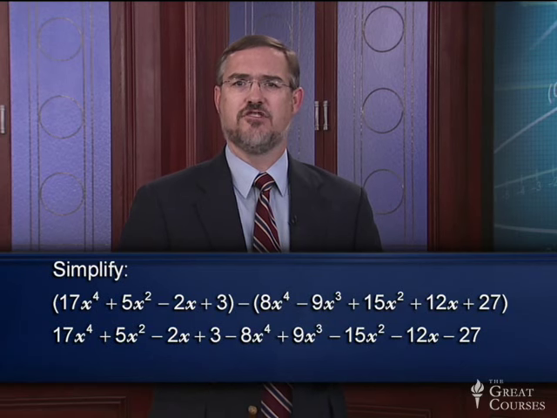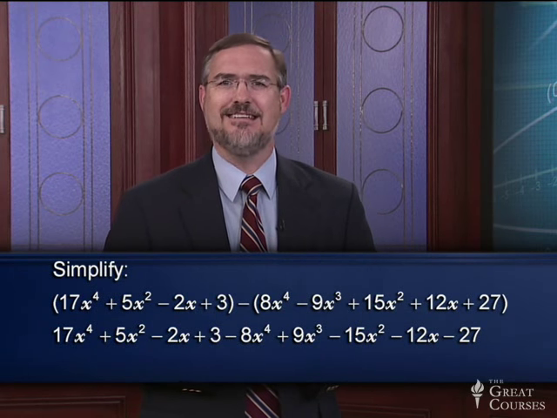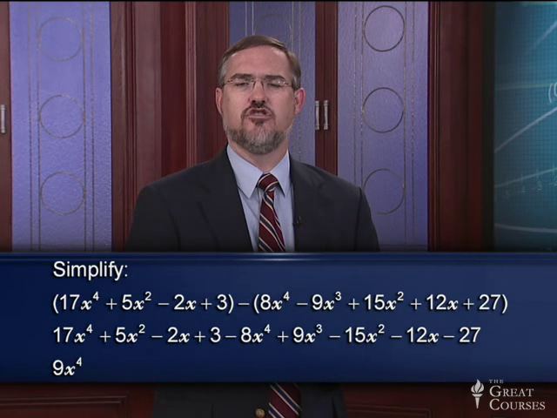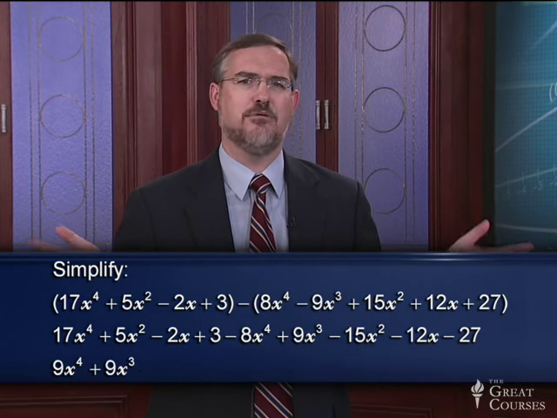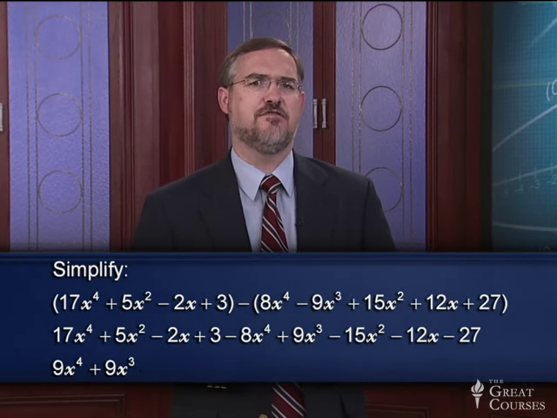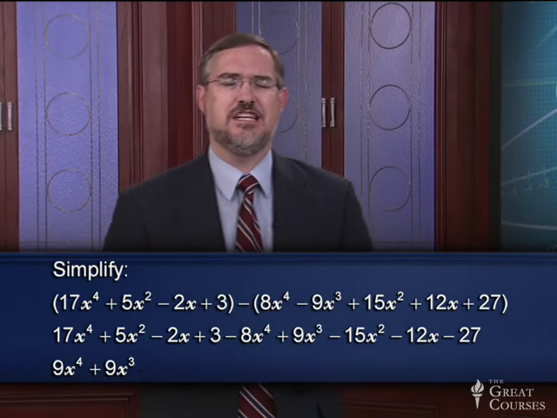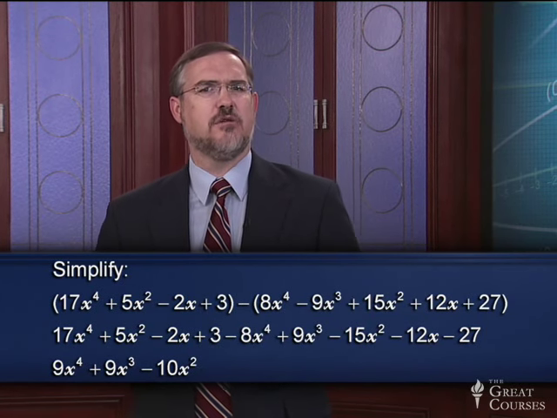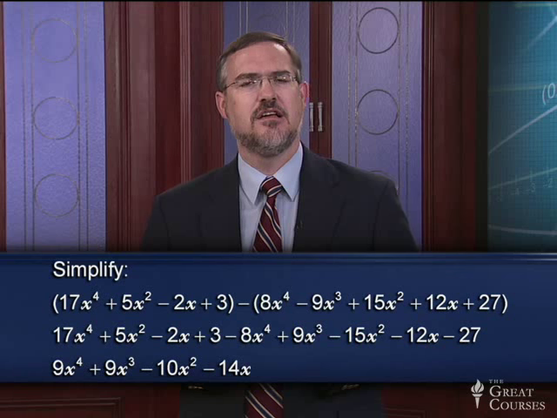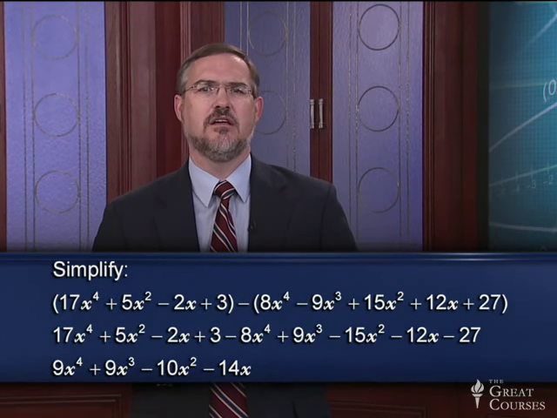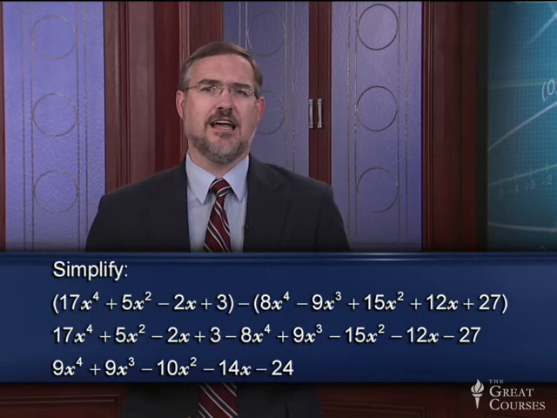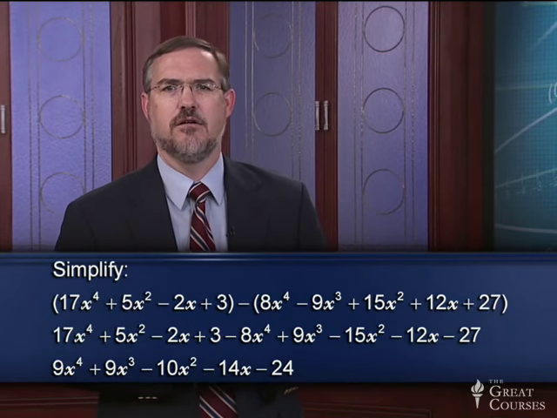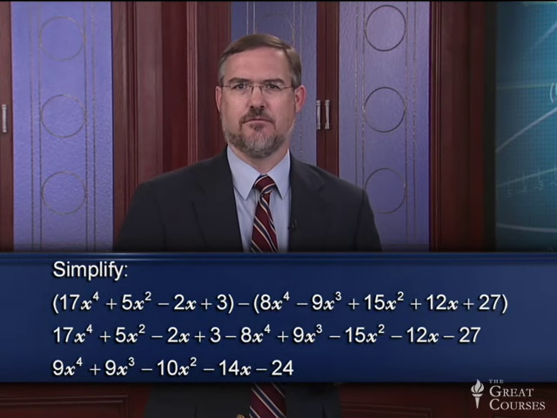So here we go. You have 17x to the fourth minus another 8x to the fourth, and that's going to be 9x to the fourth. Then there was a 9x cubed by itself. There were no other x cubes. No problem. Just keep the 9x cubed as it is. 5x squared minus 15x squared is going to give you negative 10x squared. Then you have negative 2x minus 12x, which is negative 14x. And lastly, the constants, 3 minus 27 is negative 24. So our final answer then is 9x to the fourth plus 9x cubed minus 10x squared minus 14x minus 24.